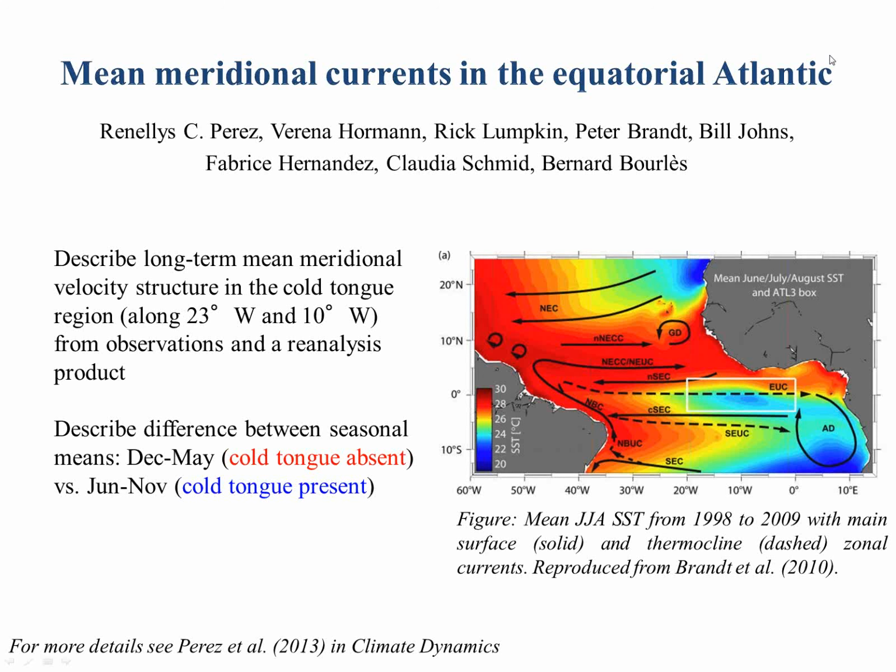And those time periods are of interest because during December to May, the trade winds are weak, and the cold tongue, which is this region of cold water, is absent or very weak. And then in June to November, the trade winds intensify, and the cold tongue is very strong. So this is showing you a map of June to August sea surface temperatures, and you can see that the cold tongue, the region of cold water, is present and very strong.